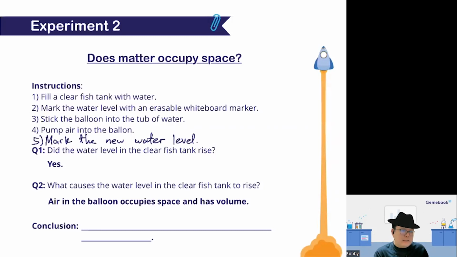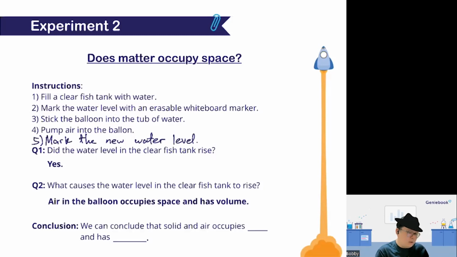So what does this allow us to conclude from this experiment? What are we able to know from this? Air occupies space and has volume. So from here, we can conclude that solid and air occupy space and have mass.